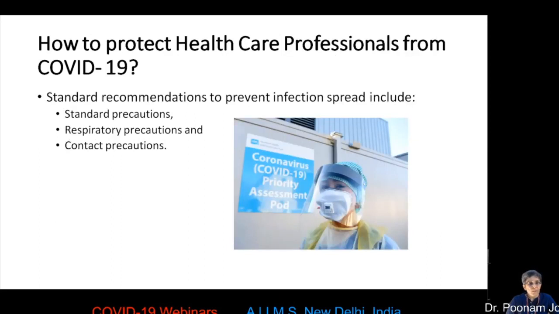Again, a very big question is in front of us: how to protect ourselves as healthcare professionals. How can we protect ourselves from COVID-19? We have to follow the standard recommendations, which include standard precautions, respiratory precautions, and contact precautions, so as to prevent infection spread from patients to the healthcare personnel.